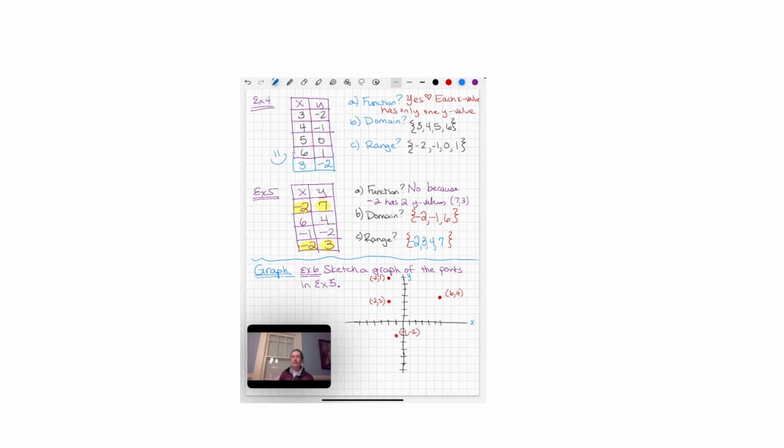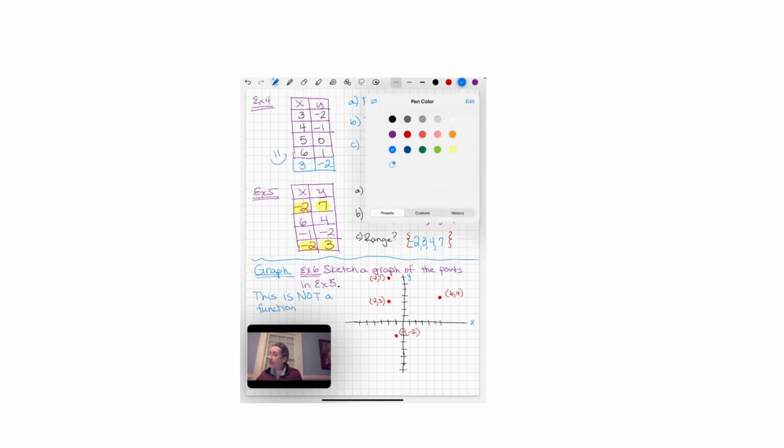Okay, let's talk about this. Things we know. We know from example 5, this is not a function. And we could go through comparing the X and Y coordinates, but we also need to have a good and quick way to just look at a graph and tell whether it's a function or not. So this is a new tool we're adding to our toolkit. And it goes something like this.